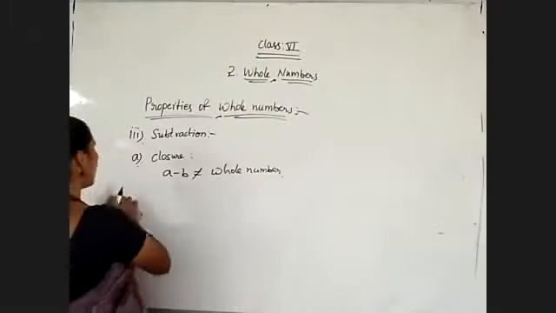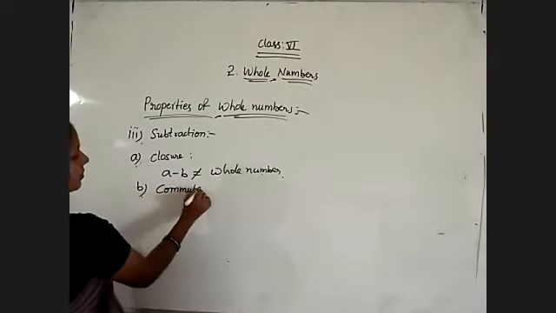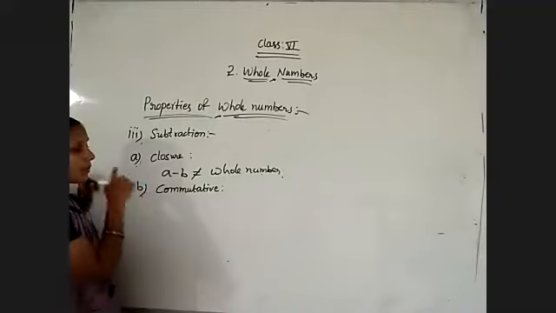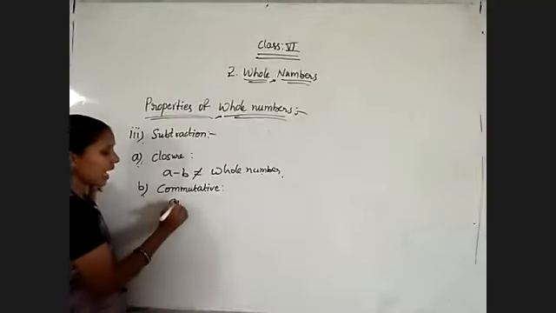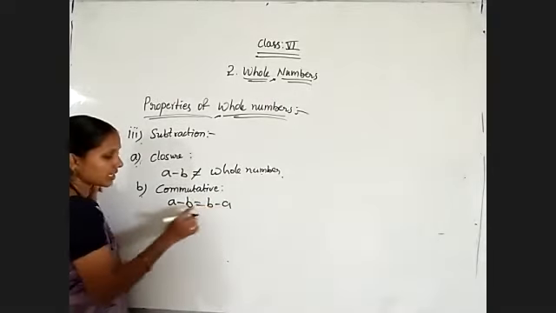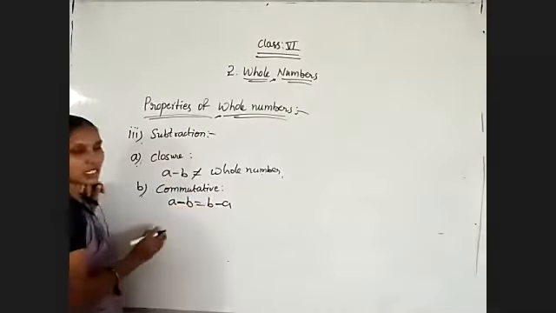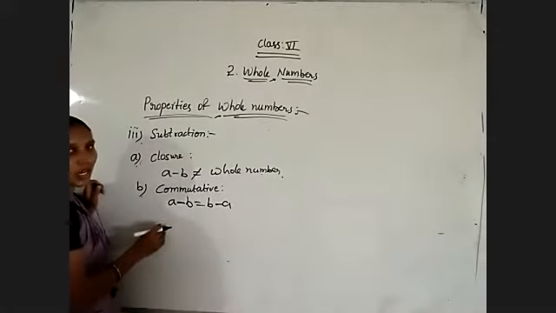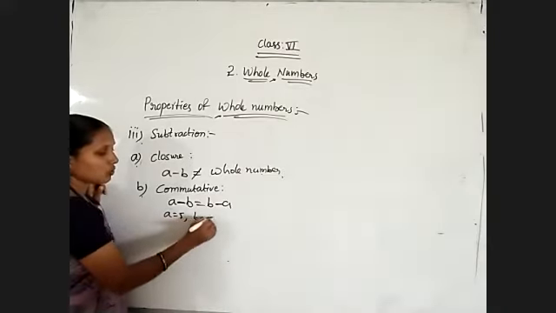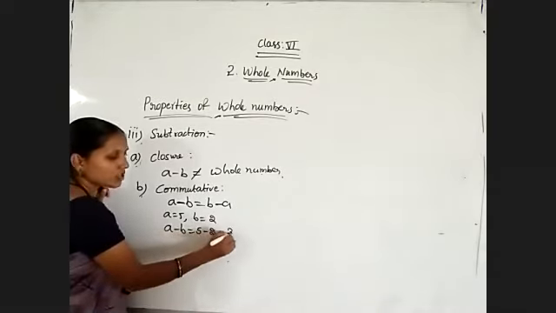Okay, and coming to the commutative property. According to the commutative property, by changing the order of two numbers, whatever difference you get on one side, the same difference you must get on the other side also. Whether it is possible or not, we will check. Let's take A value 5, B value 2. Now A minus B is equal to 5 minus 2, which is 3.